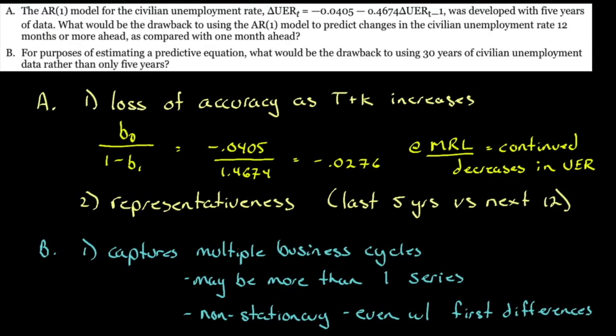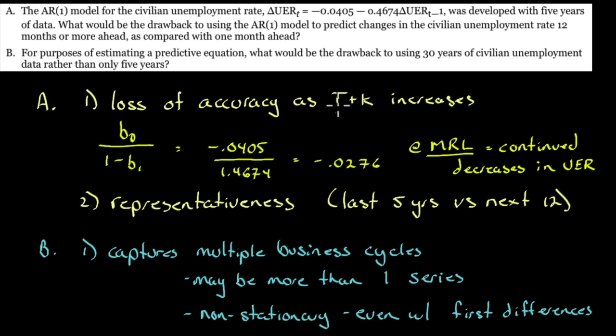All right, let's have a look at question 10. A, the AR1 model for the civilian unemployment rate, which is here, and we've seen this in a number of previous examples, was developed with 5 years of data. What would be the drawback to using the AR1 model to predict changes in the civilian unemployment rate 12 months or more ahead as compared with 1 month? Well, I think right away we can see the further out you go, the less accurate it becomes, right? Number one, loss of accuracy as T plus K increases.